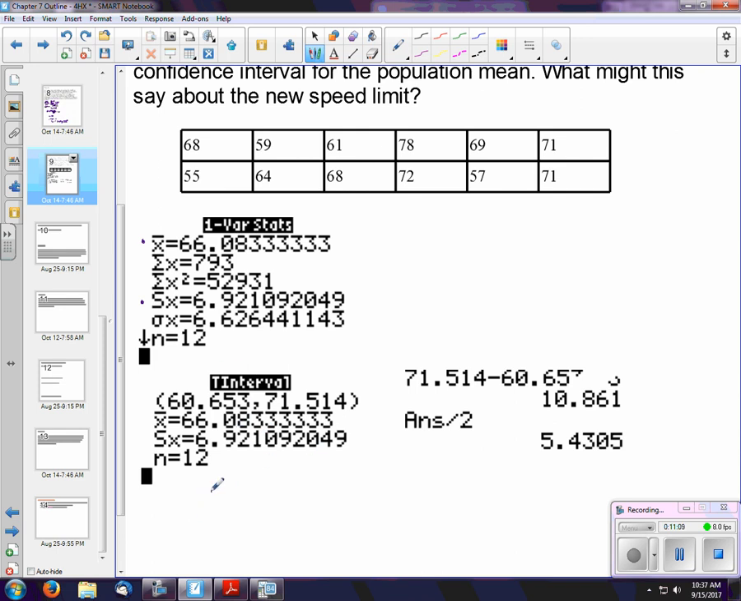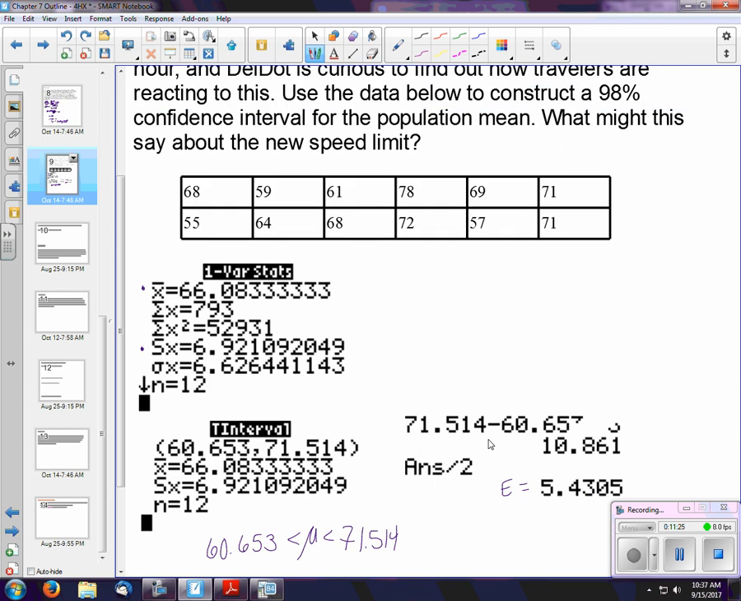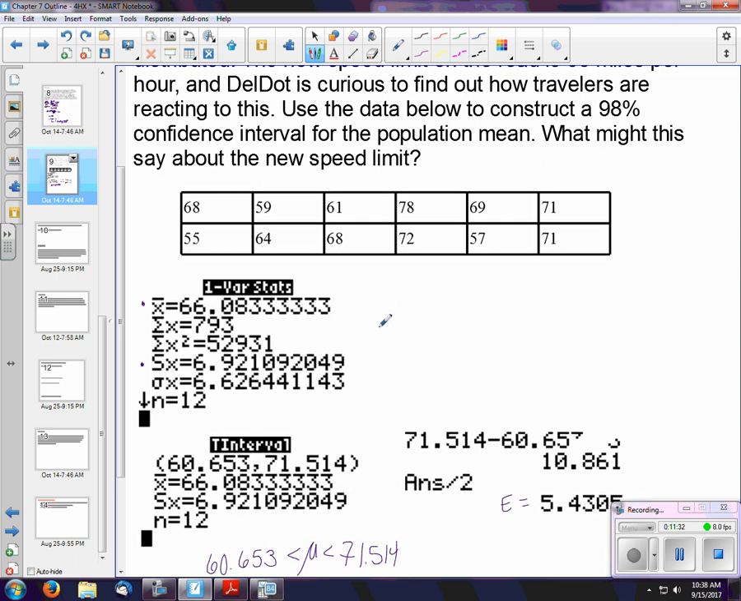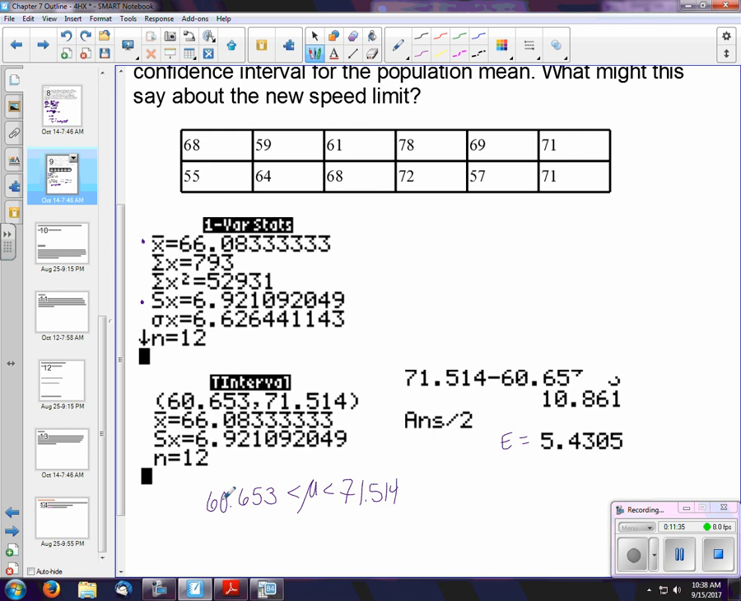So you can say that our population mean is somewhere between 60.653 and 71.514 miles per hour, and our margin of error is equal to 5.4305. So we are 98% confident that the population mean falls between these two numbers. What might this say about the new speed limit? Well, the new speed limit is 65 miles an hour. Does 65 fit in this interval? If so, that means that perhaps people are picking up that the speed limit has changed and things are working well. So that's really our interpretation side of things.